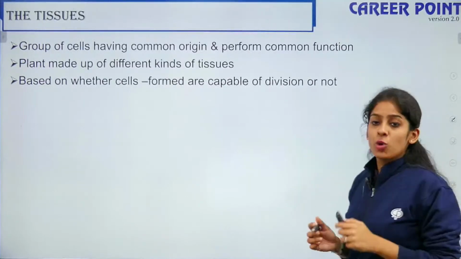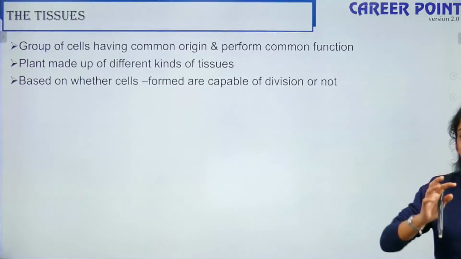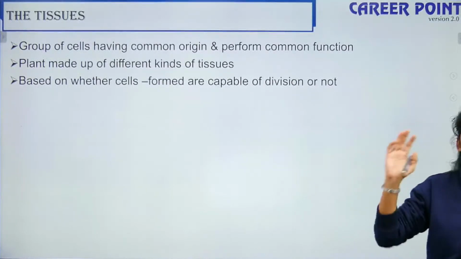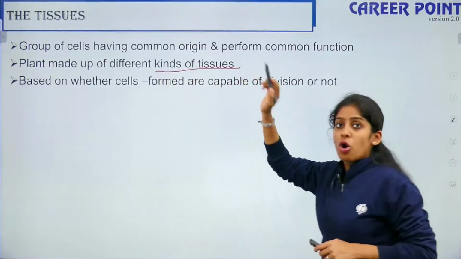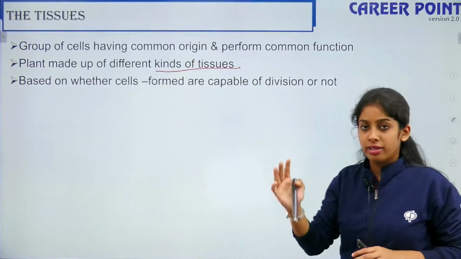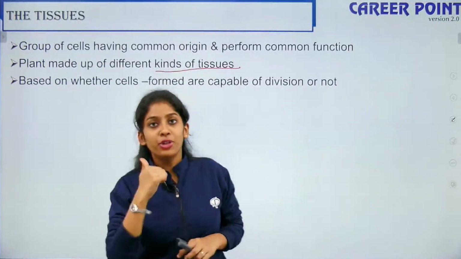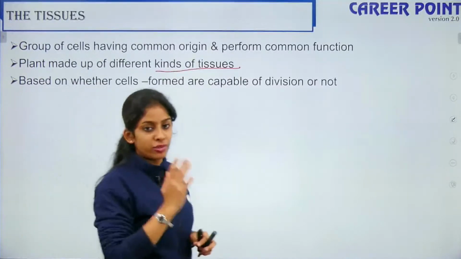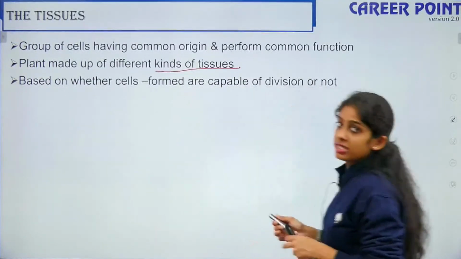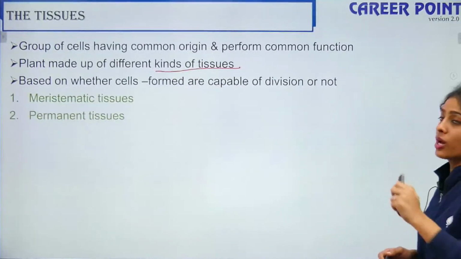So based on whether the cells are capable of division or not, how it is being divided. So I told you you have different kinds of tissue. So on what basis are the tissues being divided? The first criterion is whether the cells of that particular tissue are capable of division or not. So we have the first classification. All right. The first is meristematic tissue, the next one is permanent tissue.